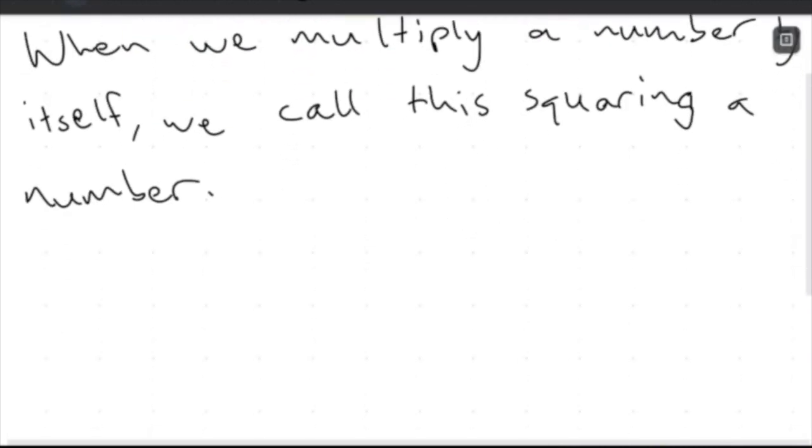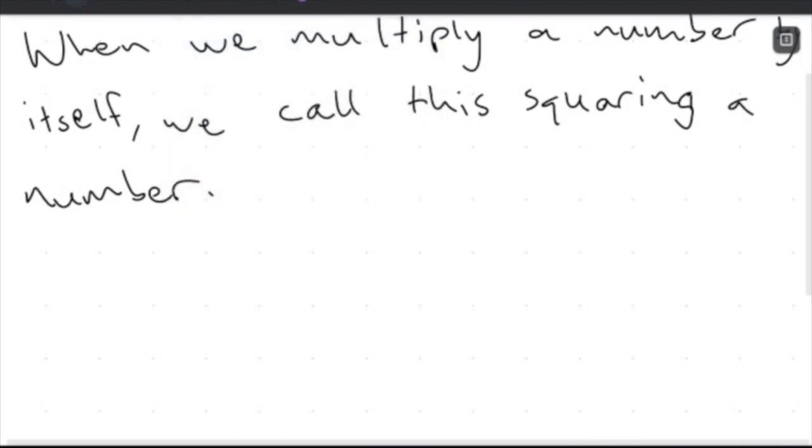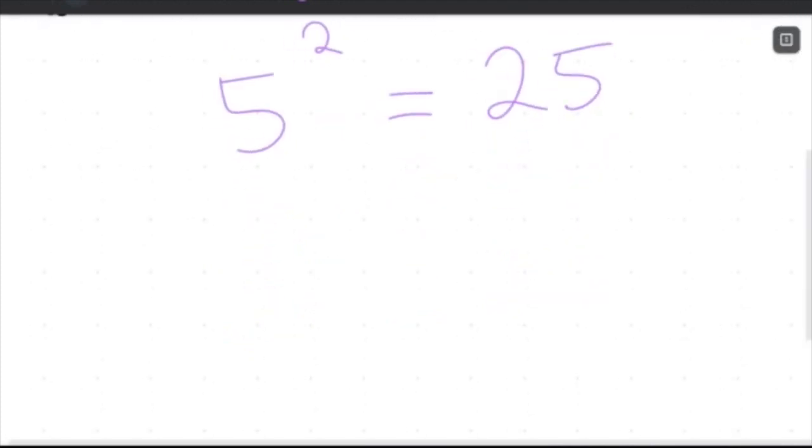And you may remember we write this as a shorthand. Instead of doing the number times itself, we can write the base number, from what we learned with indices, squared. This power of 2 just means it's squared, so it's timesing by itself. And what does it give me when I times 5 by 5? That gives me 25.